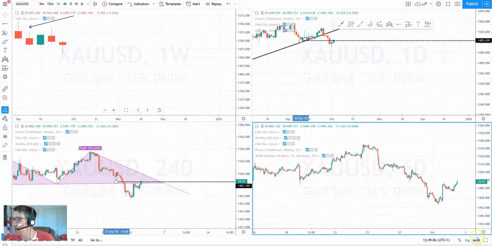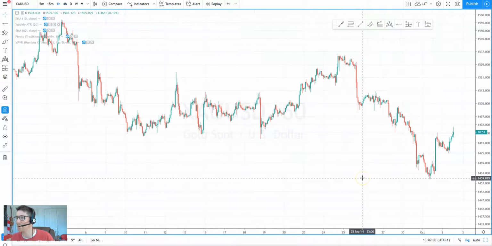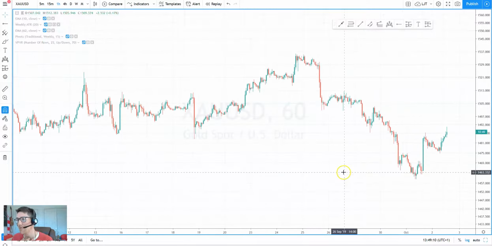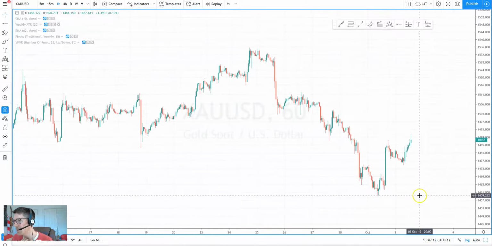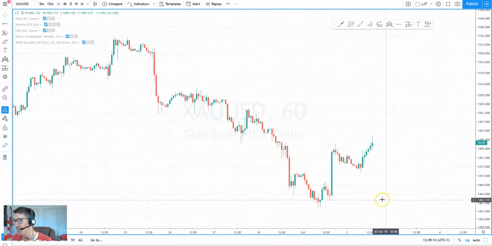So if we take a look at the hourly chart, which is where I look to execute from, I'm looking now for a level to potentially get short, and this is, say, the 60-minute chart.